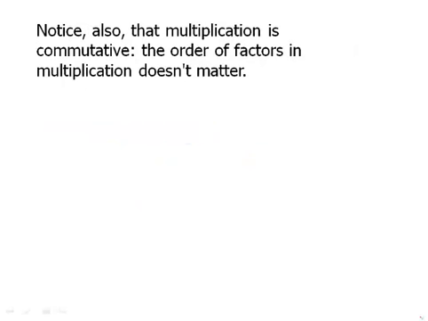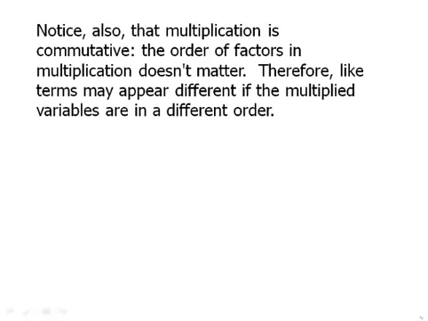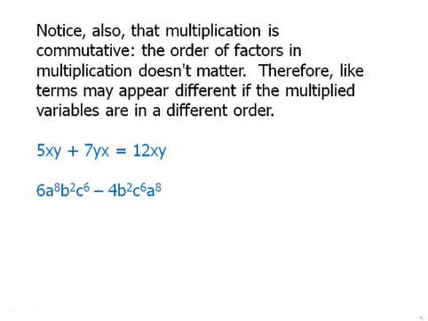Also, notice that multiplication is commutative. In other words, a times b equals b times a. You can switch the order around and it doesn't change the multiplication. So the order of factors in multiplication doesn't matter. Therefore, like terms may appear different if the multiplied variables are in a different order. They're not really different, it's just a difference in appearance. So for example, 5xy plus 7yx, those are still like terms because xy and yx are the same thing. The order doesn't matter. So those are like terms and we can add them.